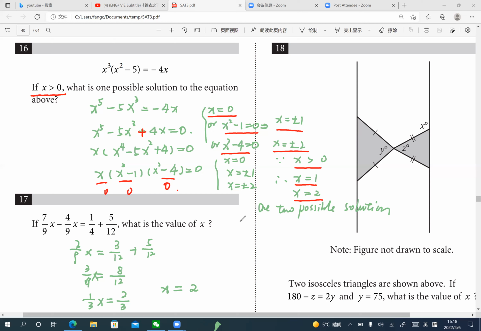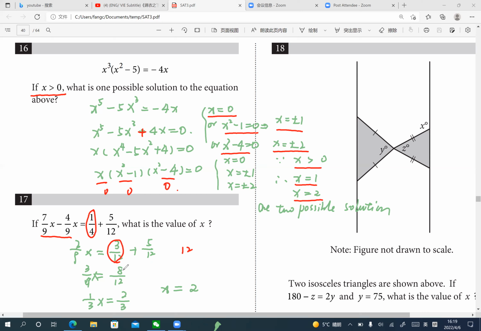Next question, 17. If 7/9 x minus 4/9 x equals 1/4 plus 5/12. Combine the like terms first. We get 3/9 x equals 3/12 plus 5/12. 1/4 equals 3/12. The common denominator is 12.